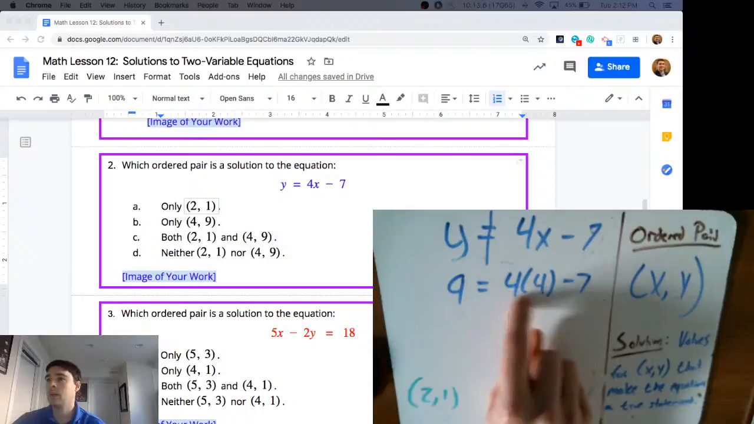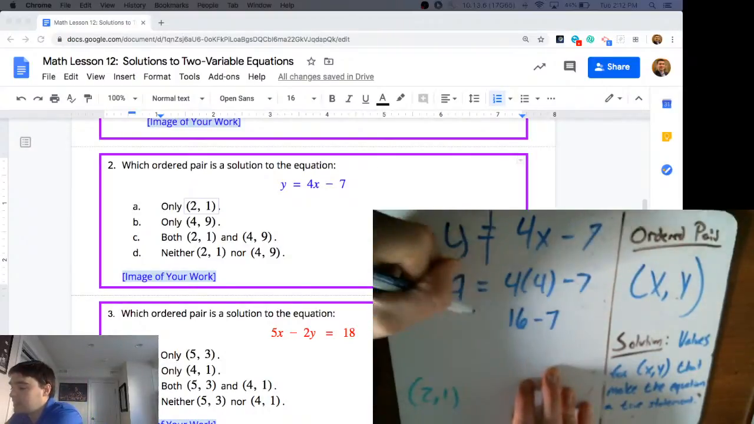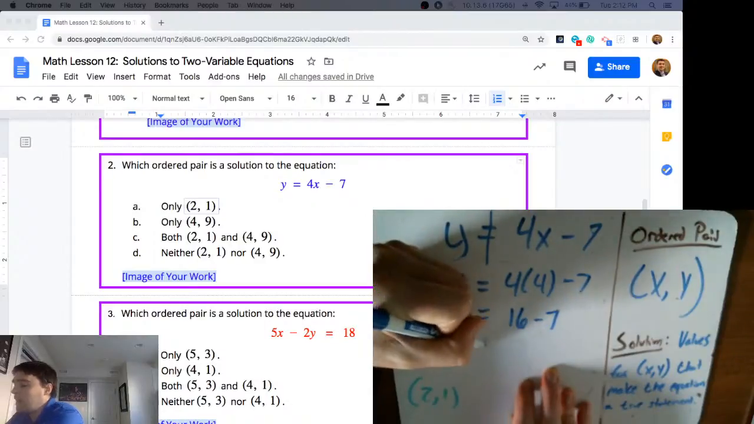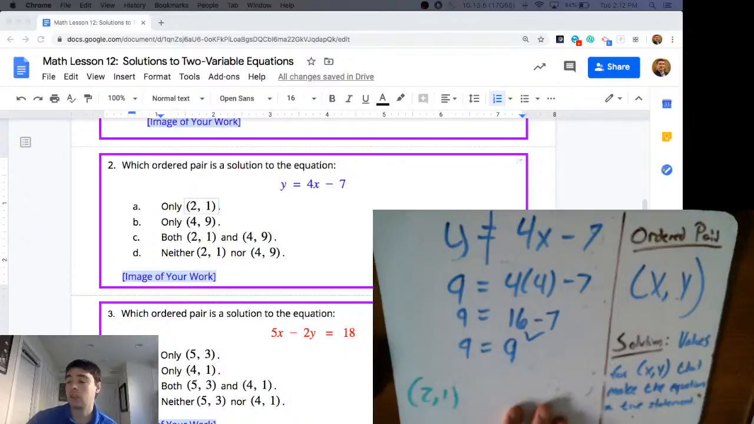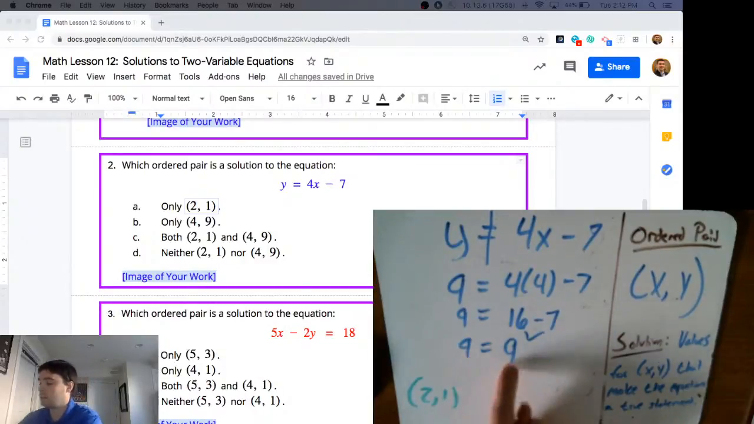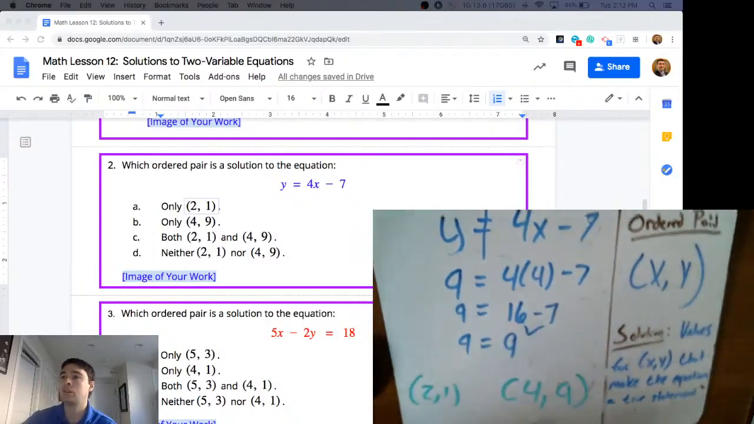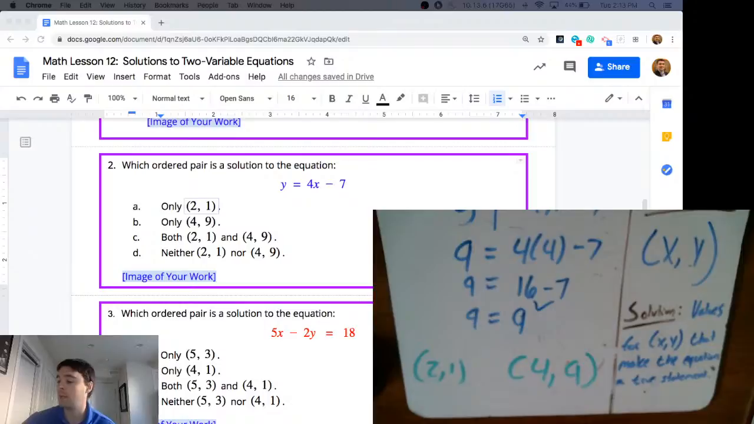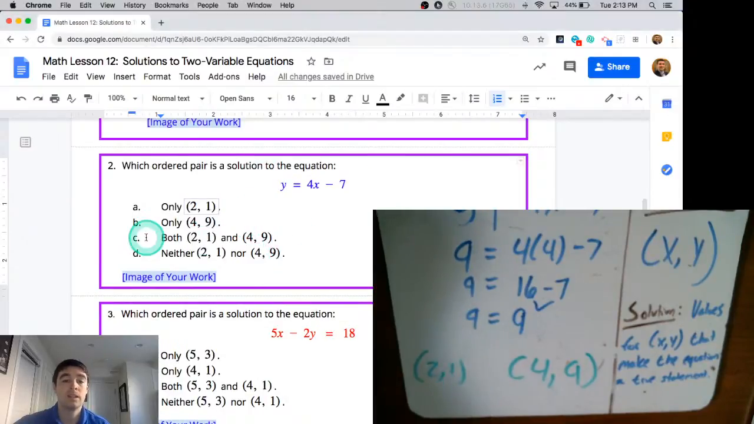4 times 4, we're going to now do the math. That gives us 16. So the right side of the equation becomes 16 minus 7. And when we combine 16 with a negative 7, or when we do 16 minus 7, the difference is 9. So for this equation, when we plugged in 4 and 9 as a solution, I'm going to write that in green because 4 and 9 also worked. When I did plug in 4 and 9, the equation simplified down to a true statement. So based on that, I'm going to pick C.